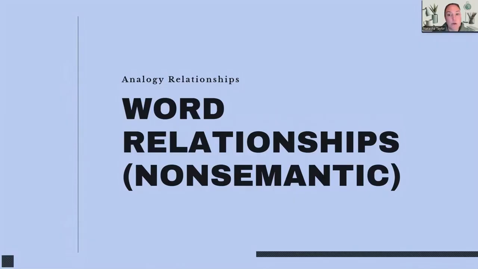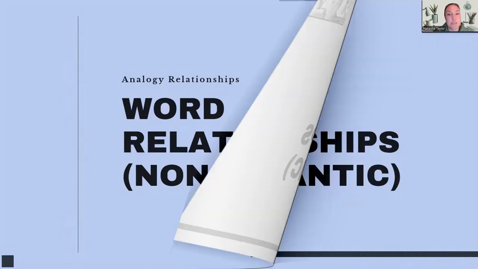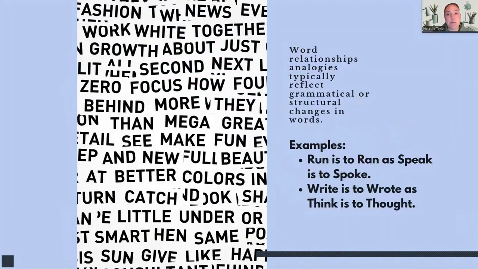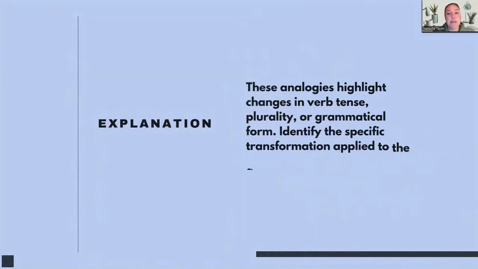Analogy relationships. Word relationships. Non-semantic. Word relationships analogies typically reflect grammatical or structural changes in words. Examples: run is to ran as speak is to spoke. Write is to wrote as think is to thought. Explanation: these analogies highlight changes in verb tense, plurality, or grammatical form. Identify the specific transformation applied to the first word.